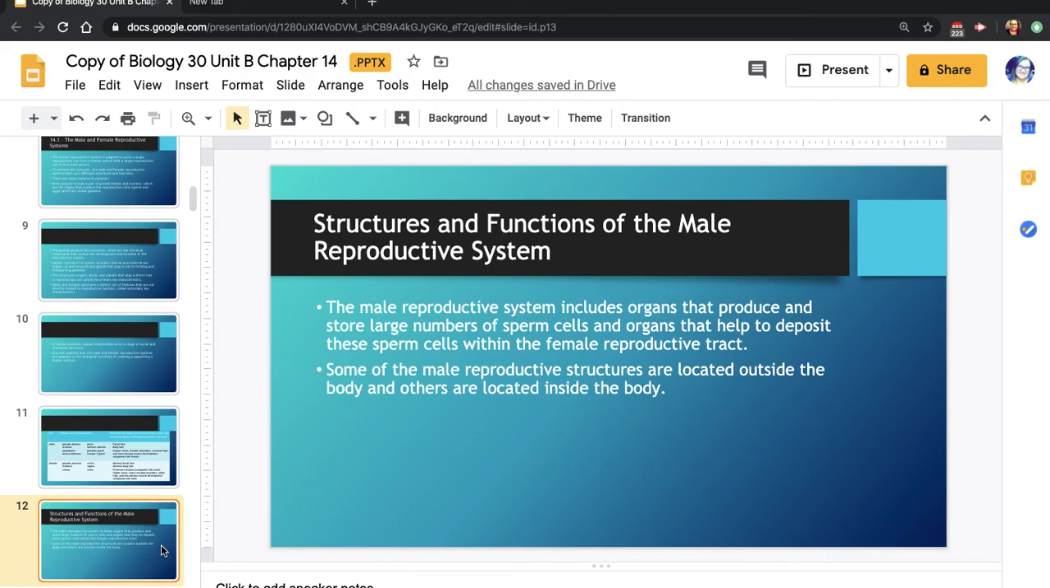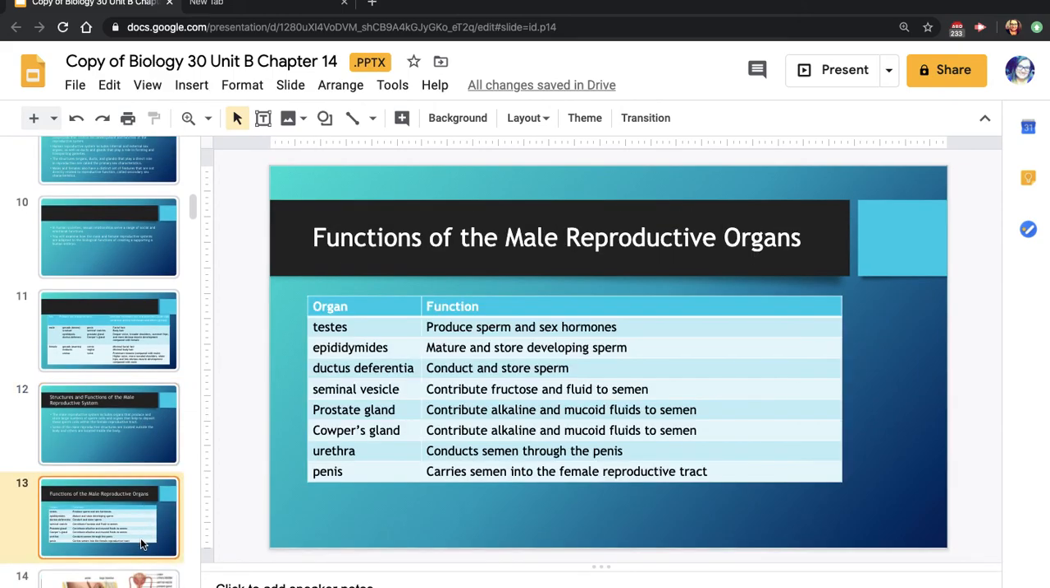If we're looking at the male reproductive system in particular, it says the male reproductive system includes organs that produce and store a large number of sperm cells and organs that help to deposit these sperm cells within the female reproductive tract. Some of the male reproductive structures are located outside the body and others are located inside. So these are all of the male reproductive organs.